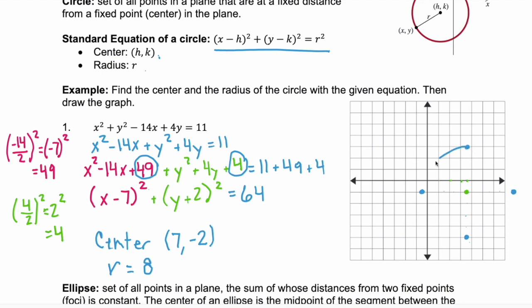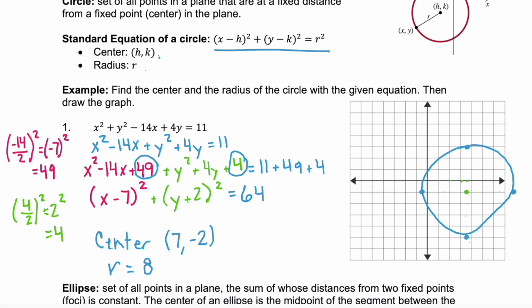Now, no laughing. I'm going to try to make somewhat of a circle. I draw the worst circles ever. But you get the idea. There's our circle with a center at (7, negative 2), and the radius is 8.